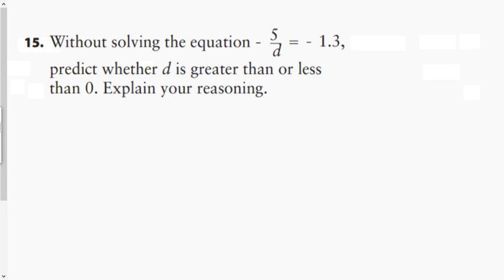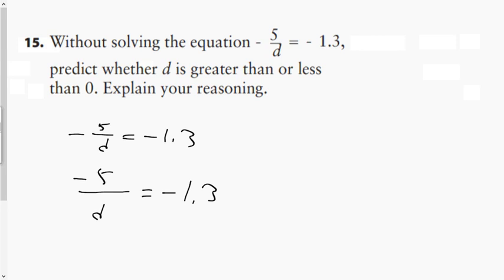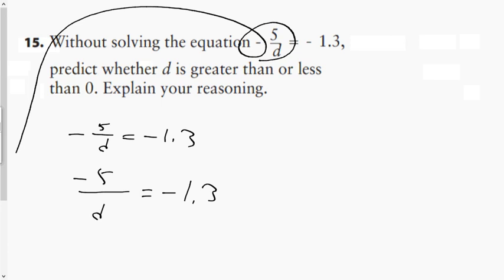Try question 15. Actually, let's do it together. We'll just do it. I'll do it without you guys. Without solving the equation, negative 5 over d equals negative 1.3. Predict whether d is greater or less than 0. Well, the first thing I would do is I'd write it like this. Okay? I would rewrite this with my negative sign either in my numerator or my denominator.